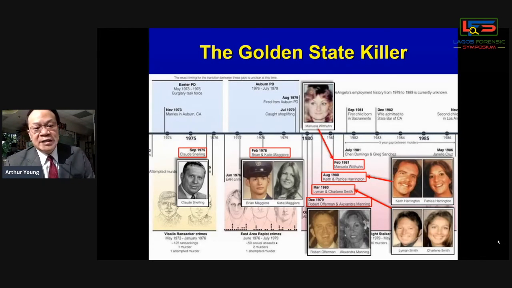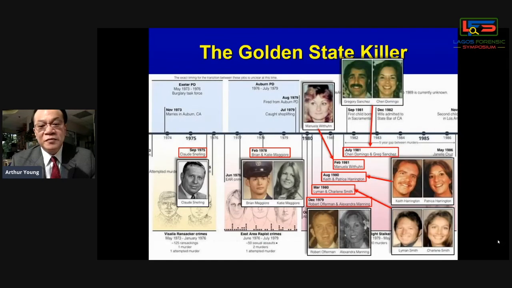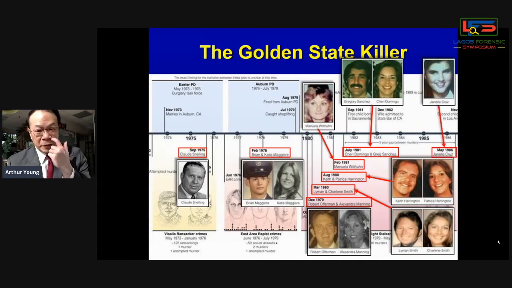In February of 1981, Manuela, I think that's Whithune, was murdered. In July of 1981, Gregory Sanchez and Sherry Domingo were both murdered. And the last one was in May of 1986, and that was Janelle Cruz. Now, the one that was of particular interest was this one, Charlene Smith. And that was because, next slide, please.